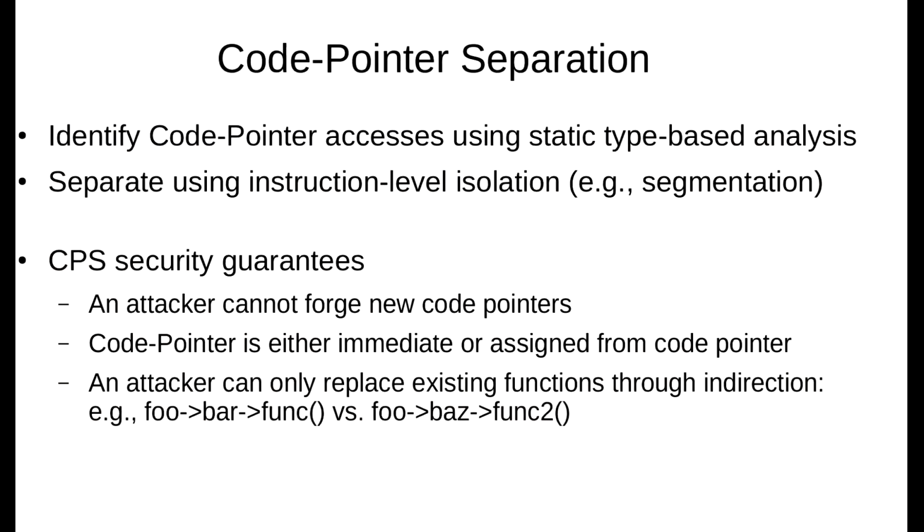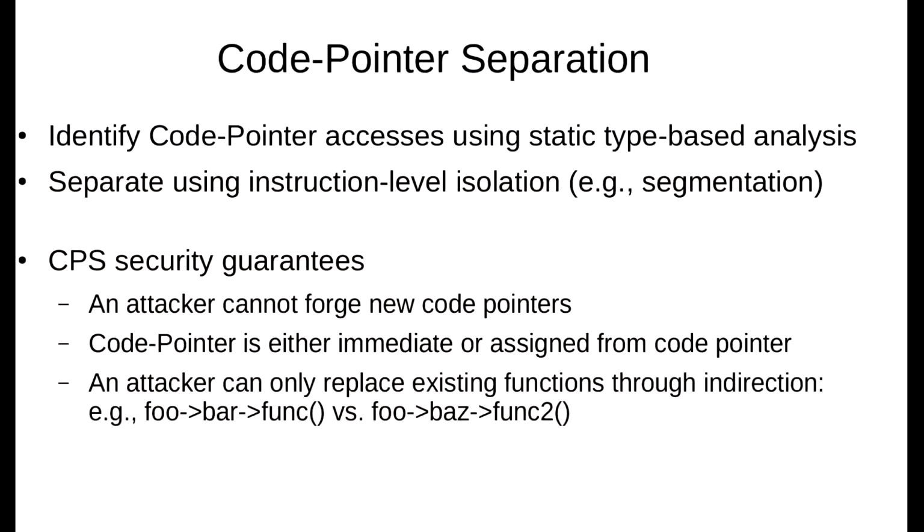This separation ensures that the attacker cannot forge any new code pointers. Using a memory write with a non-code pointer type, the attacker can never write to that safe memory view. We guarantee that any pointer that is written into that safe memory view is either an immediate, like a fixed value, or assigned from another code pointer. Therefore, an attacker can never construct a code pointer to some other location in memory.